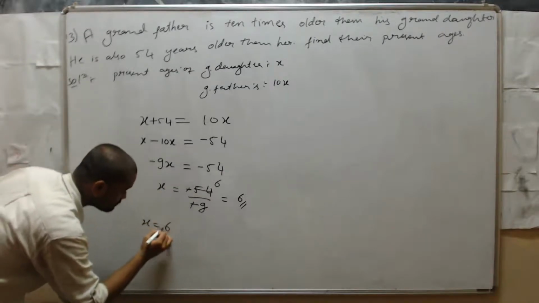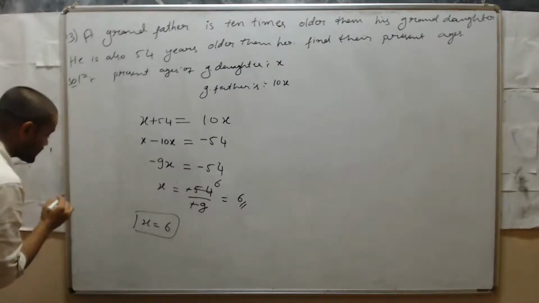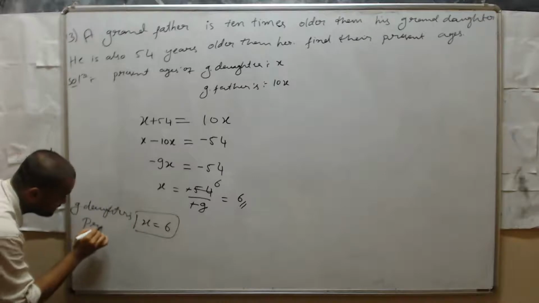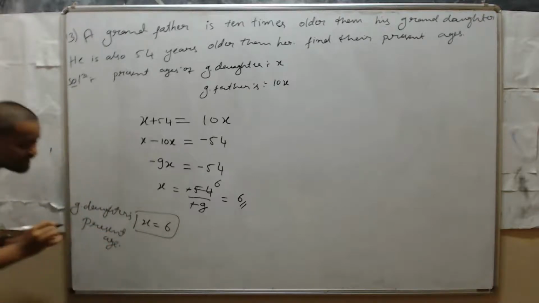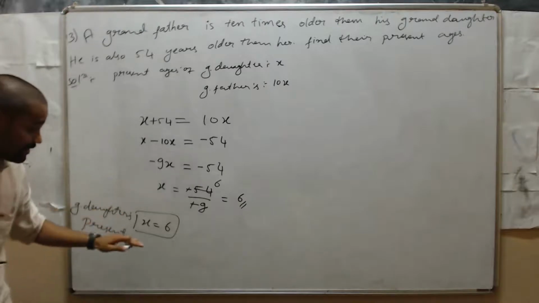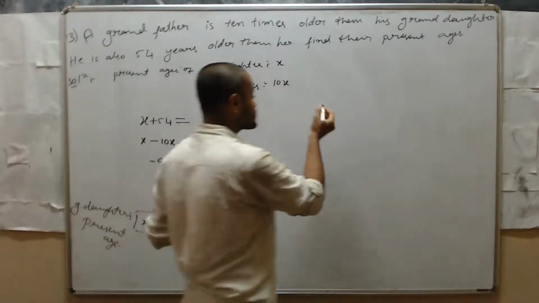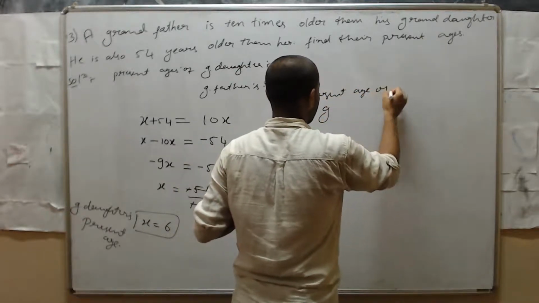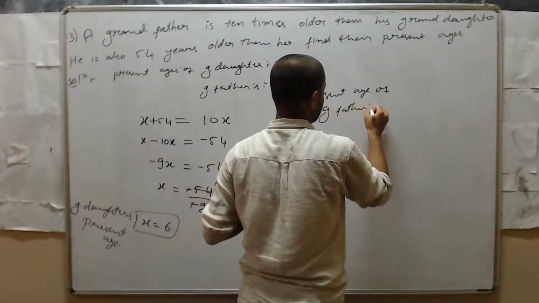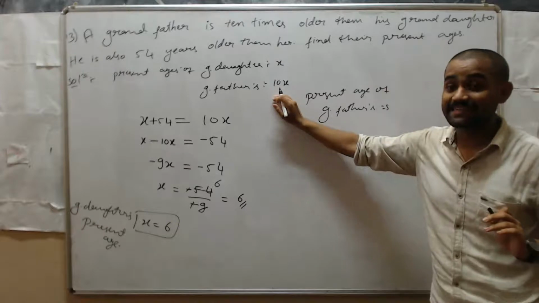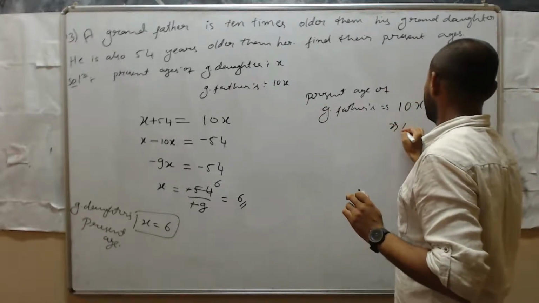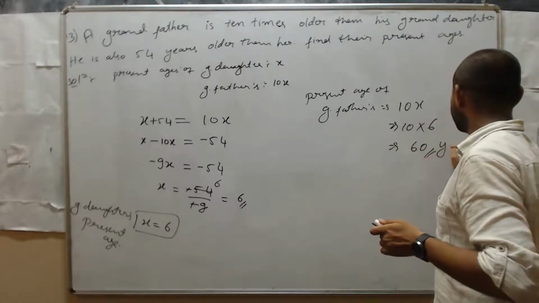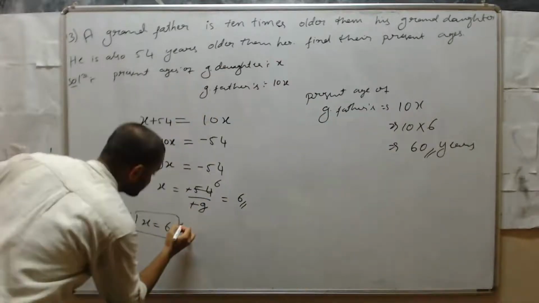What is the x, students? x is the granddaughter's present age. Or we can write it as the present age of the granddaughter will be x is equal to 6. Then what is the grandfather's age? The present age of the grandfather, that is what we have. Grandfather's age is 10 times, that is 10x, 10 into 6, that is 60, students. 60 years.